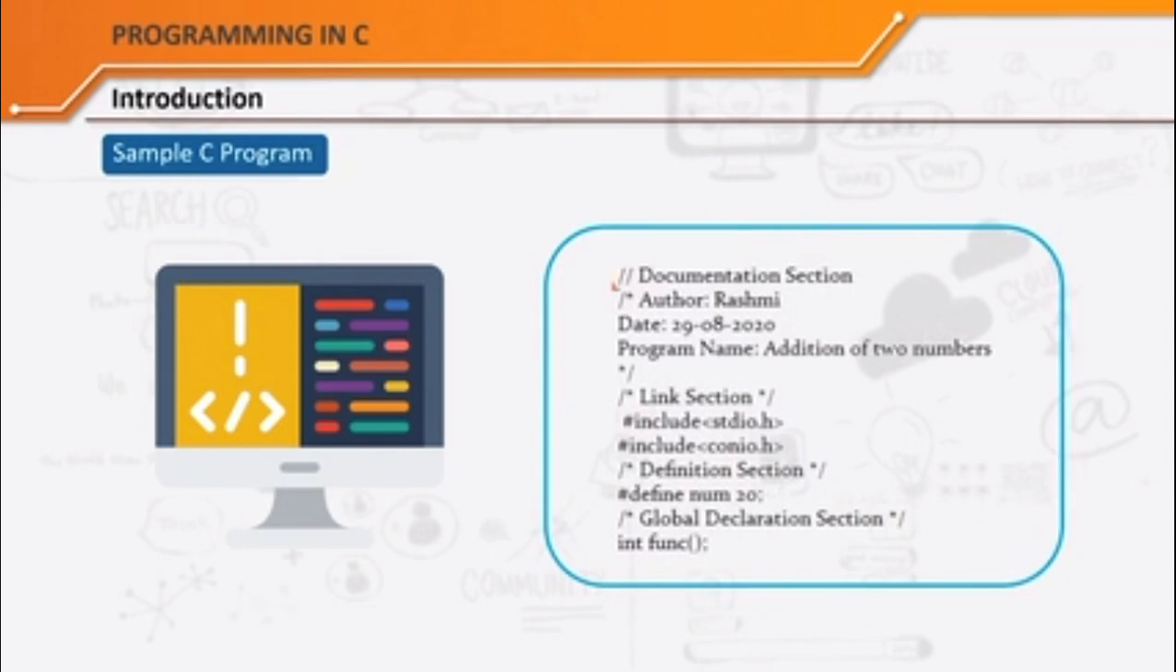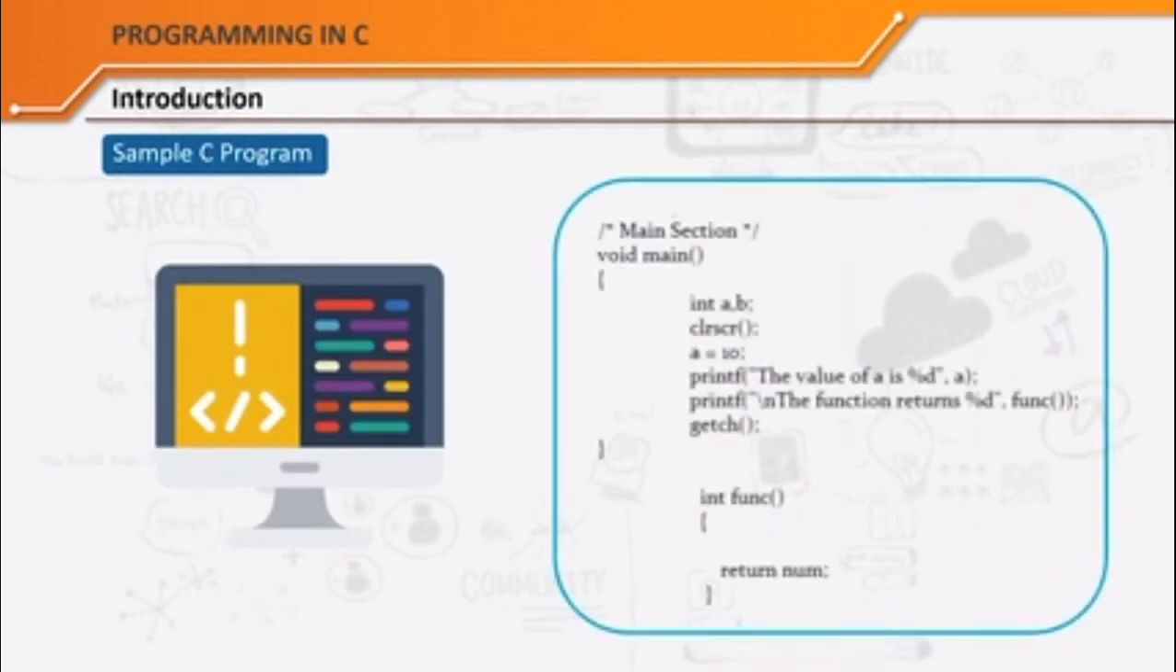This is a sample program which demonstrates all the sections. First is the documentation section. Here the comments have been included within the delimiters. Next is the link section where header files are included. Here is the definition section where num is a constant which has been defined with the value 20. Here is the global declaration section where the int function has been declared. This is the main section where both declaration and executable parts can be seen. Here is the sub function which is defined. So function here is a global function which is declared in the global declaration section and defined after the main function.